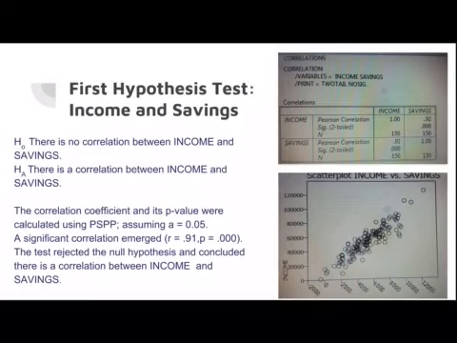Off to the right, you can see the information generated by PSPP and the scatter plot that shows that the income and savings variables are very closely together, showing a very strong relationship between the variables.